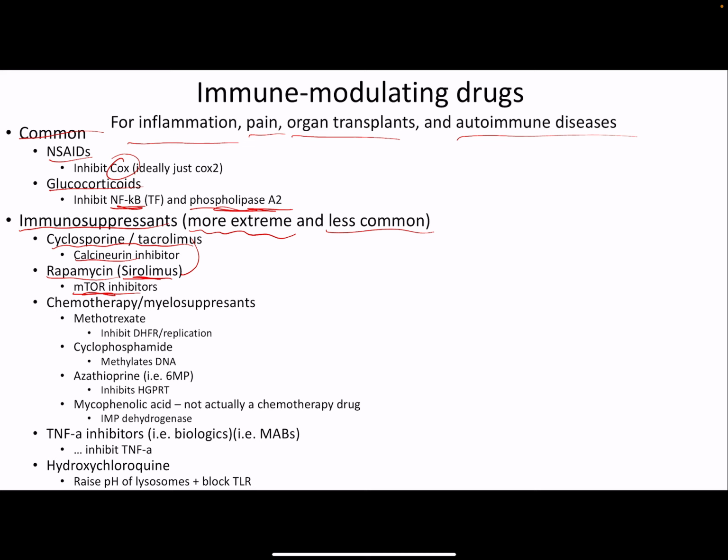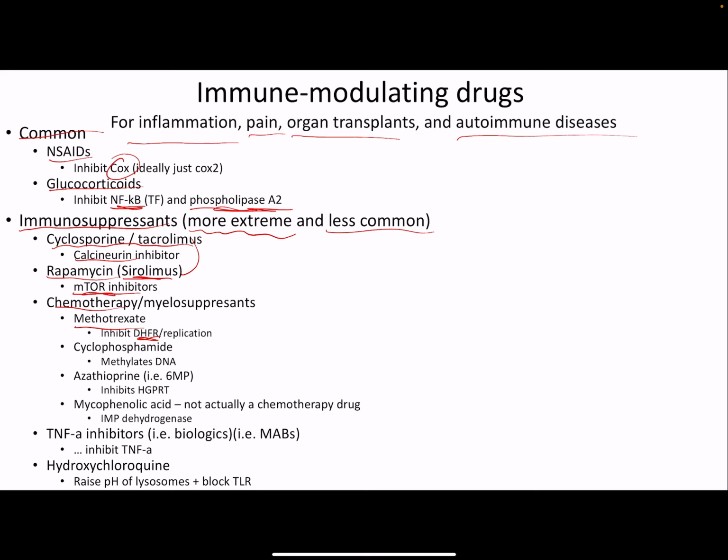Now, a bunch of myelosuppressants, so suppressing the production of cells in the bone marrow. Methotrexate, this is a chemotherapy drug, inhibits dihydrofolate reductase, which makes it difficult for cells to replicate. Who replicates more than any other cell? Maybe the bone marrow cell. So it's going to disproportionately affect them.